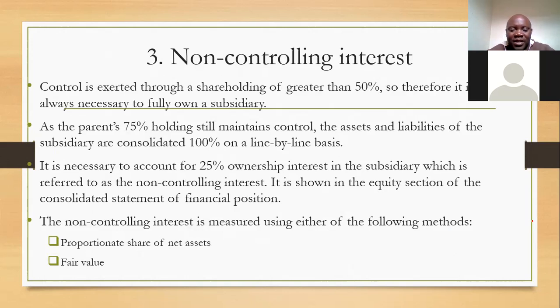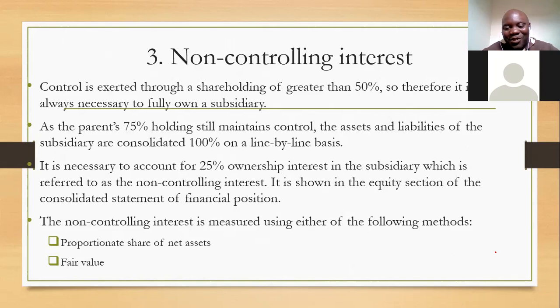So we have explained what the NCI is. Like we said, it doesn't matter what the parent company holds; as long as it holds more than 50%, that qualifies the company to be a parent company and to control the financial and operating trajectory of the company 100%. That we agreed. But it is also necessary that we account for the component of the minority shareholders.